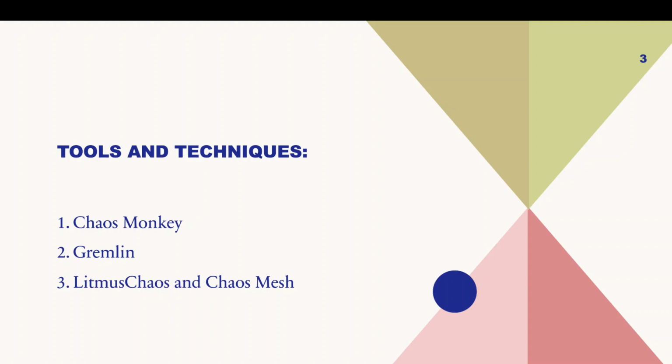So the first one is Chaos Monkey. Chaos Monkey was originally developed by Netflix. What will Chaos Monkey do here? It terminates instances in production. Instances means VMs or your machines.